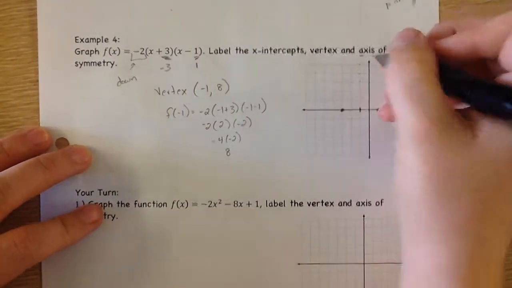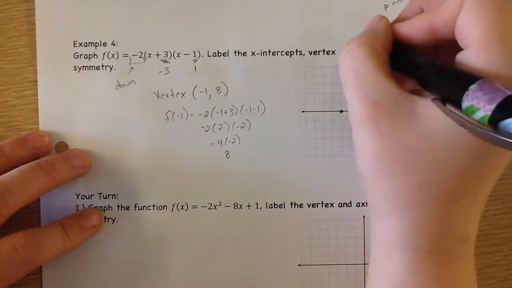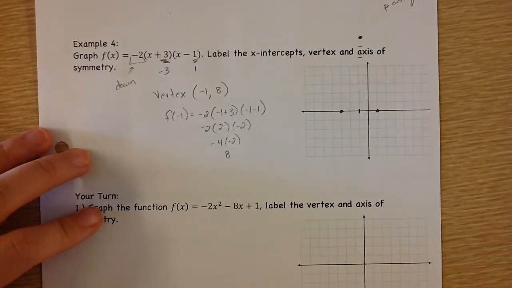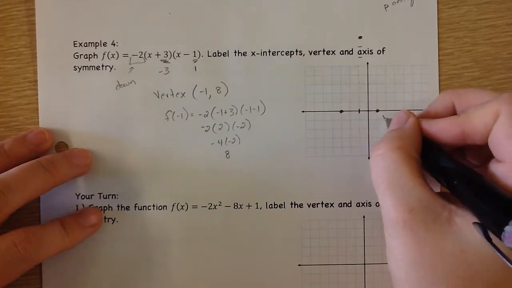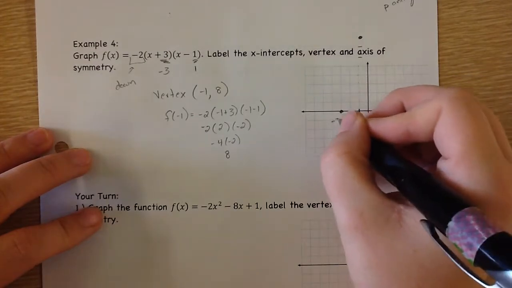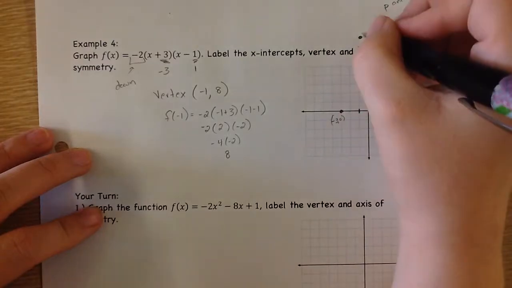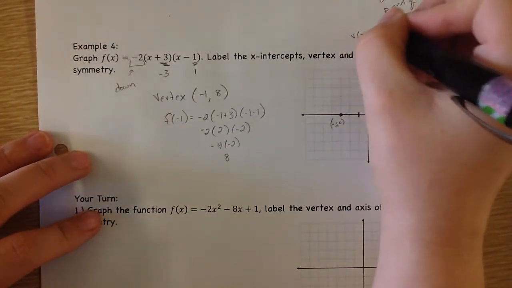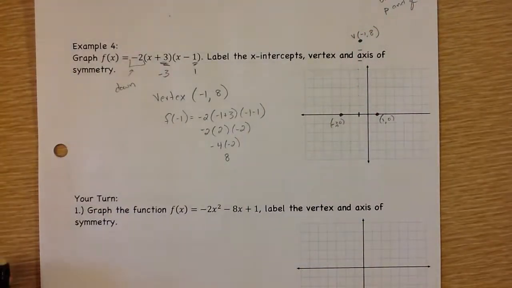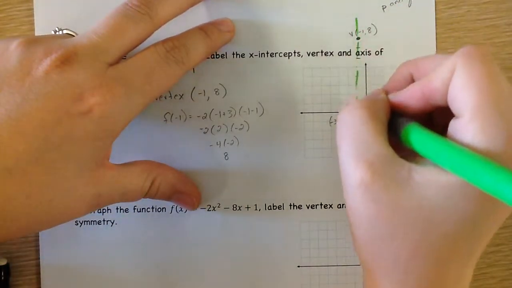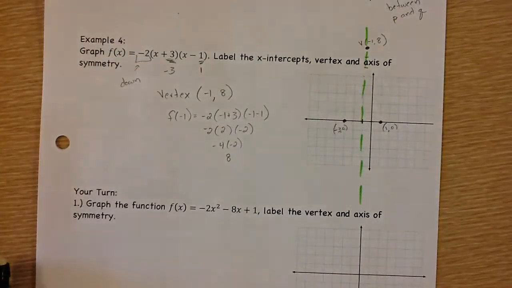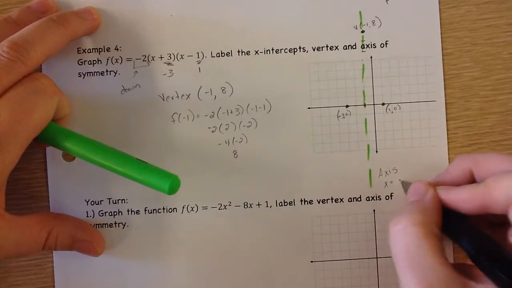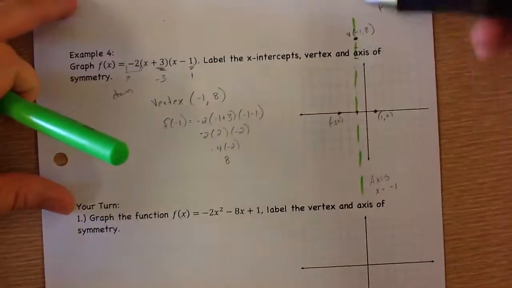5, 6, not enough room, 6, 7, 8. So my vertex is going to be up here. So here are my x-intercepts, at the points 1, 0 and -3, 0. My vertex is up here at the point -1, 8. And again, my axis is that line that goes through the vertex. So my axis is at x equals -1. That's the equation of my axis.